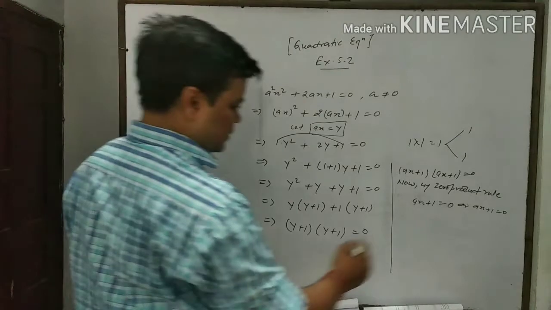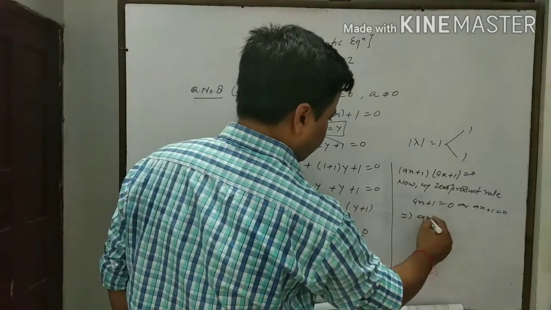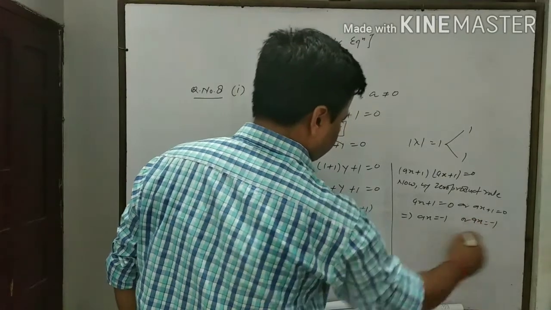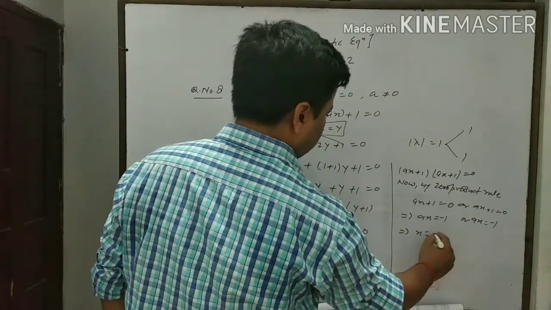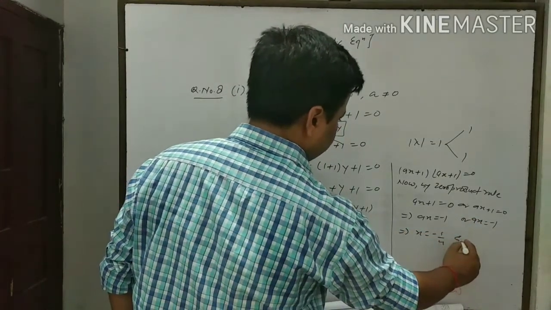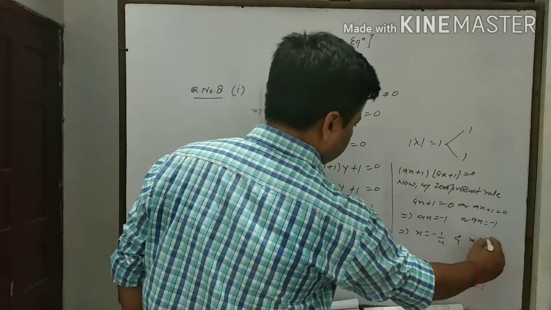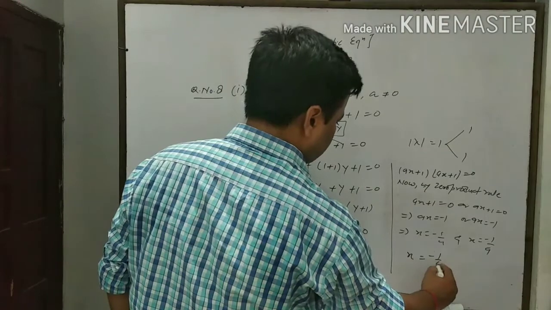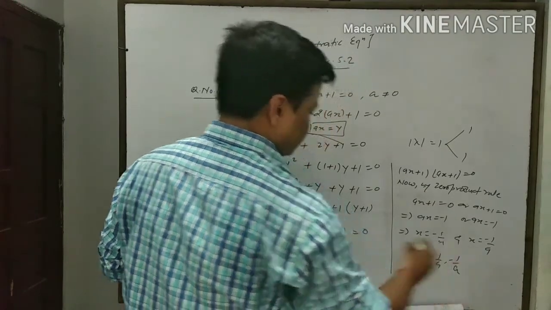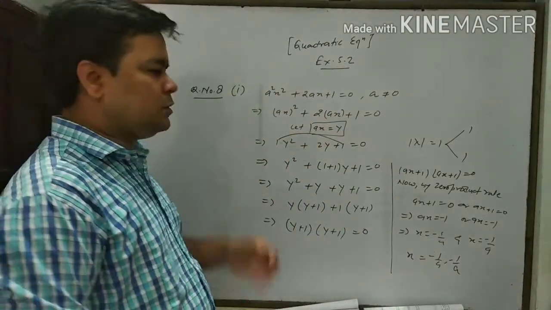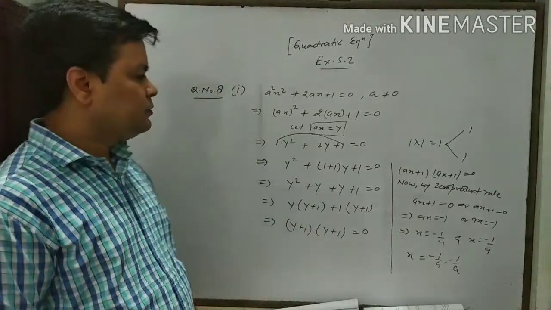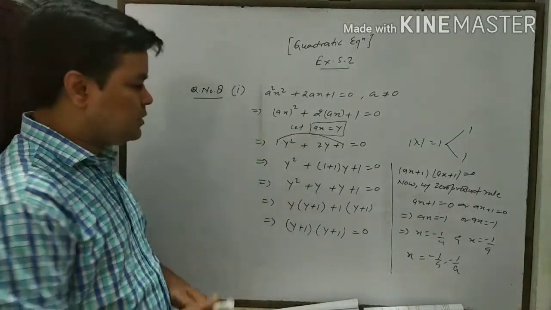So this implies that ax is equal to minus 1, again ax is equal to minus 1, here x is equal to minus 1 by a, and here also x is equal to minus 1 by a. In this way, the value of x is minus 1 by a and minus 1 by a. Two solutions, and the solutions are of the same kind. Here it is very easy to solve.